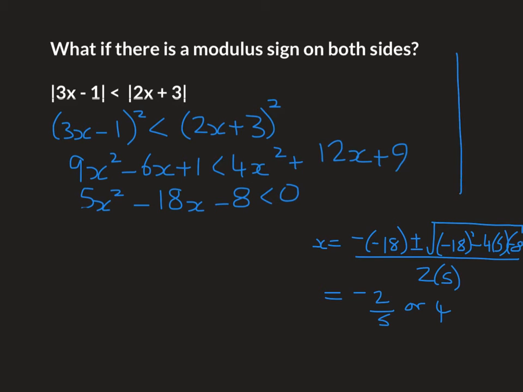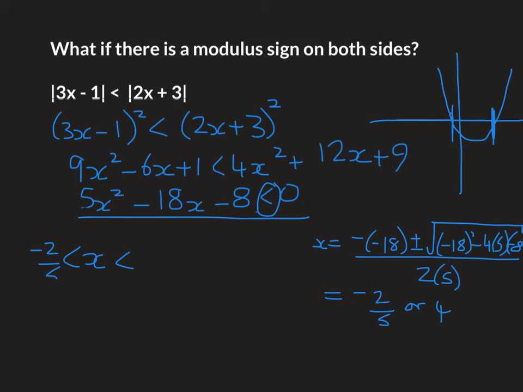The best way, again, is to draw the graphs or sketch them at least. So I'm saying that this is a quadratic. We know what that looks like. It's a parabola. It hits at negative 2/5 and 4. So it looks something like this, and I want to know when it's less than 0. So I want this part here. So I know that x is between negative 2/5 and 4. And that is how you would solve them if you have got the modulus sign on both sides.